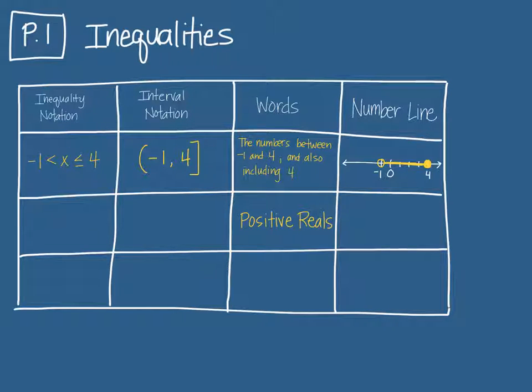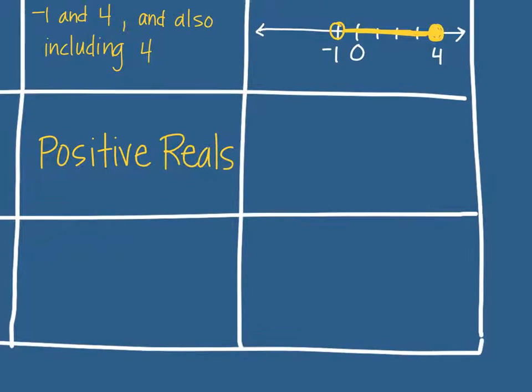So then let's go on. What if you start with just the words? The words "positive reals." Okay, so let's suppose it's described that way. Well, let's do the number line first. All right, if we want positive reals, clearly we're going to start with a circle at 0, and we're going to go to the positive side. So that would be heading off to the right.